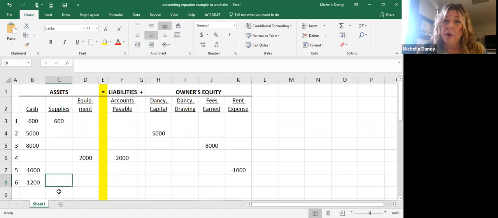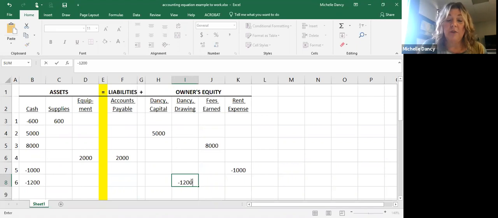What else happened? What other part of the equation was affected? If the owner made a withdrawal, then we're going to record that over here under the drawing account. In this example, Dancy drawing. And we remember that drawing is the second thing, along with expenses, that decreases equity. So anytime the owner makes a withdrawal, then that is going to be a negative to owner's equity. So I'm going to put negative 1,200.